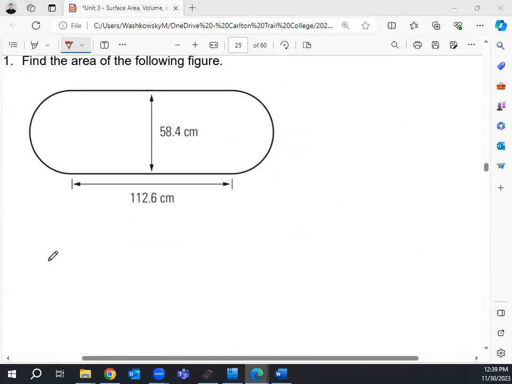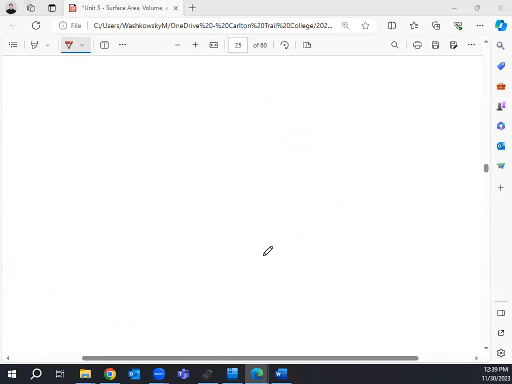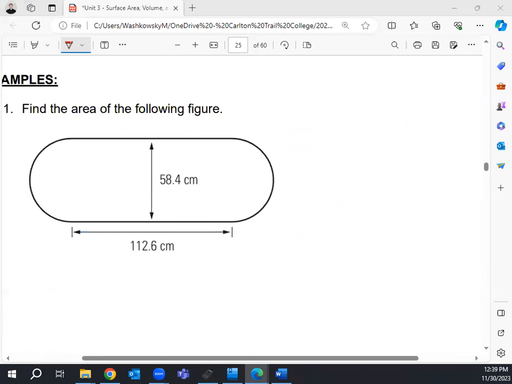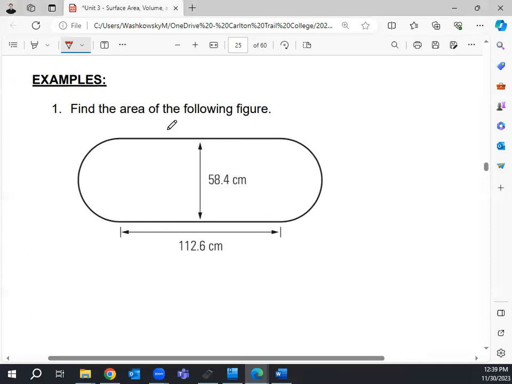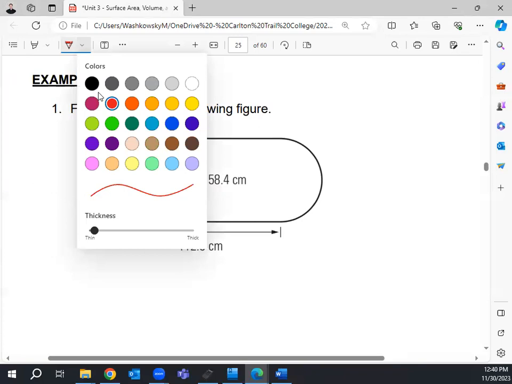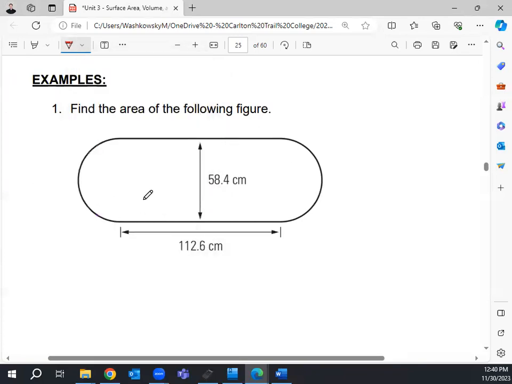So let's start with a little bit of an example here. Here we go. Again, this is something we should be able to kind of do, but we don't have a formula for this. This is kind of a weird oval, not quite. So how could I find the answer for the surface area of this thing?